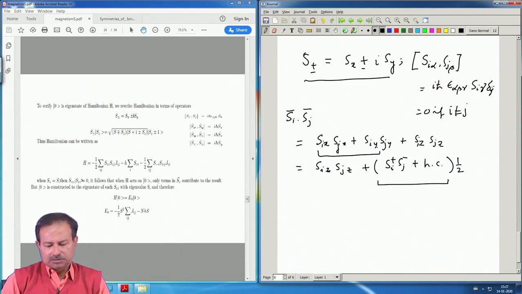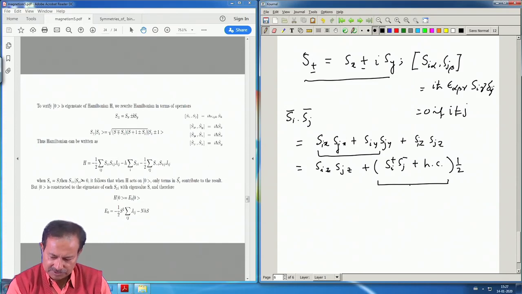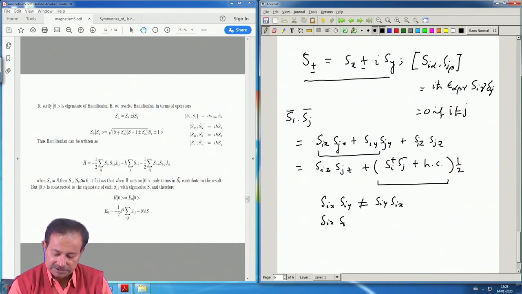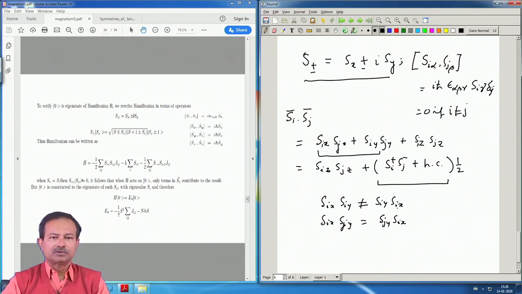Okay. So, the other thing that you have to remember is that since i and j are different sites, you can always commute these spins. For example, S_i^x S_i^y is not equal to S_i^y S_i^x, but S_i^x S_j^y is equal to S_j^y S_i^x because they commute.